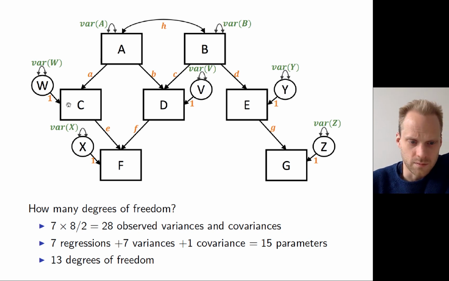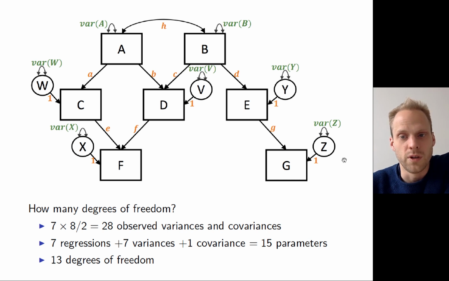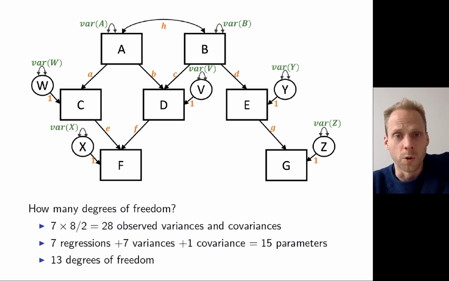Now in this model, we have 7 regressions, 1, 2, 3, 4, 5, 6, 7. We have 7 variances: 2 exogenous variances, and 5 residual variances. We have 1 covariance between these 2 exogenous variables, and that leads to 15 parameters. So that means we have 13 degrees of freedom, and we can fit this model exactly the same way we've been fitting CFA models so far.